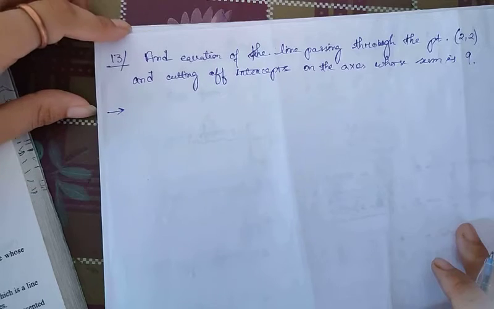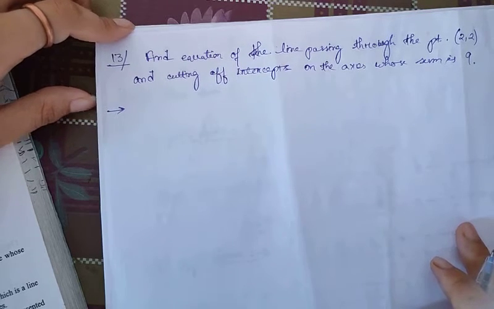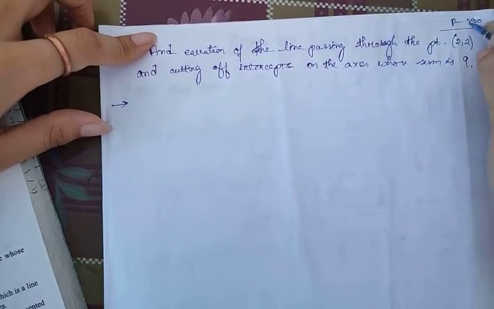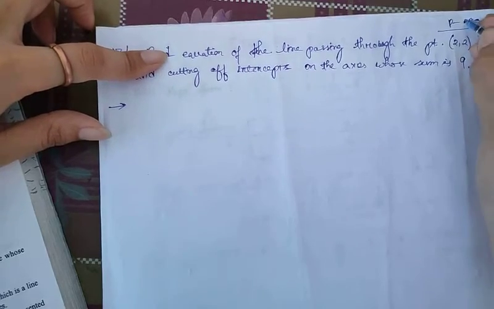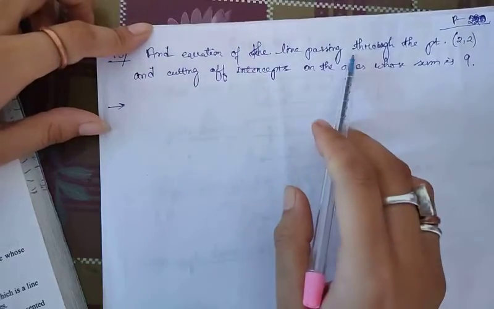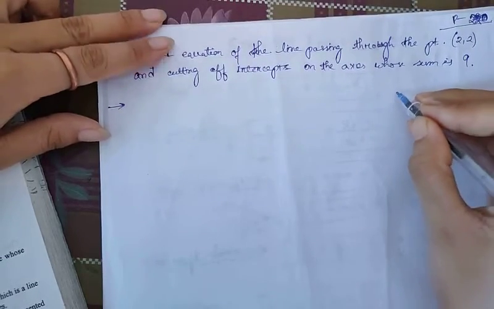So here we come to the next question. This is question number 13 from your textbook, page number 220, NCERT mathematics textbook. Find the equation of the line that passes through the point 2, 2.